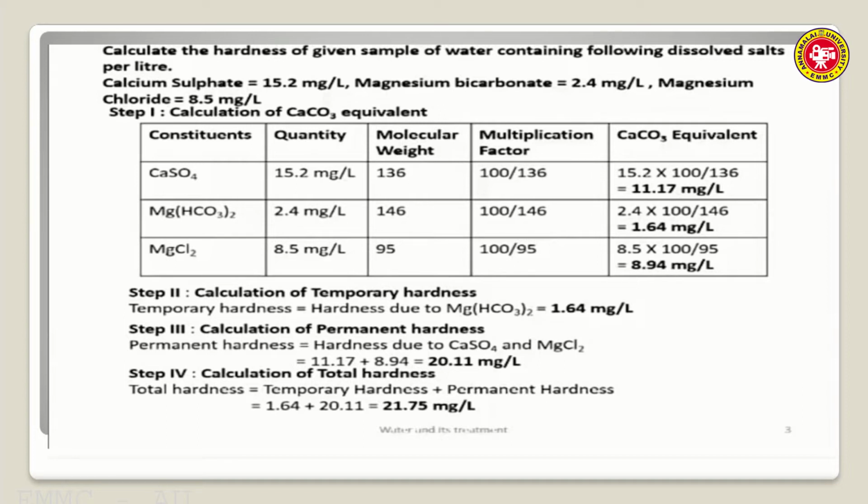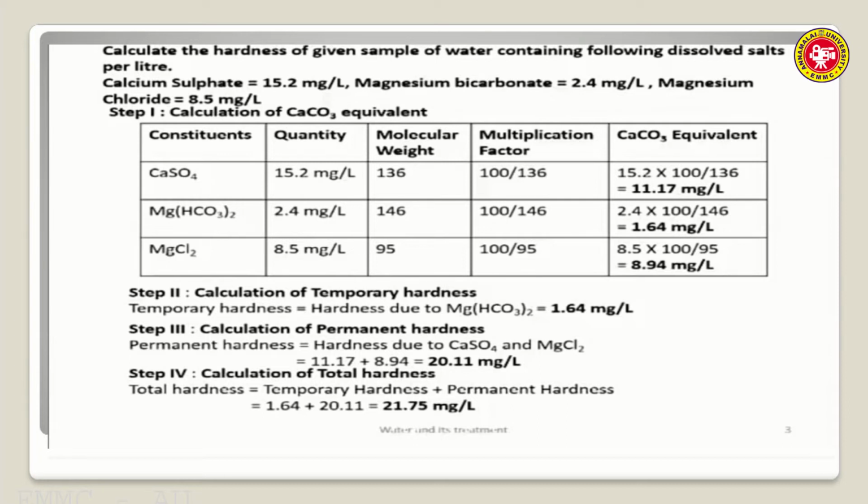It is present around 15.2 milligrams per liter. Magnesium bicarbonate is present around 2.4 milligrams per liter. Magnesium chloride is present around 8.5 milligrams per liter. What are they asking? They are asking to calculate the hardness of the given sample of water. First step is you have to convert all the salts into calcium carbonate equivalent.